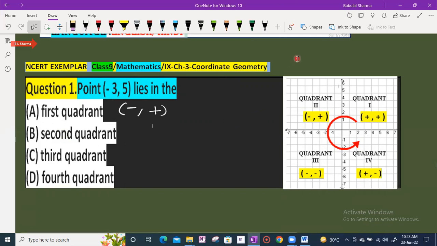Students, you need not plot on the graph paper. आपको graph paper पे plot करने की जरूरत नहीं है, केवल इसका साइन देख के बताइए ये कौन से क्वाड्रेंट में लाई करेगा. देखिए x is negative and y is positive. In which quadrant? This lies in the second quadrant. So B is the correct option here.